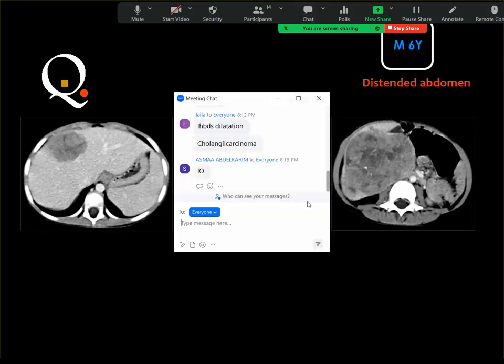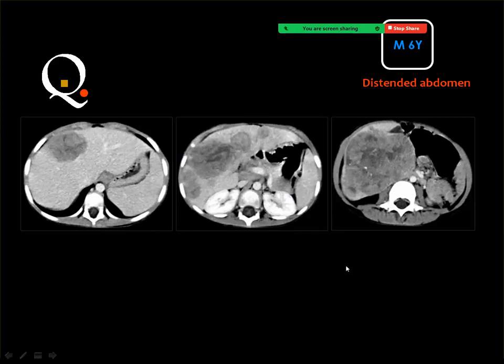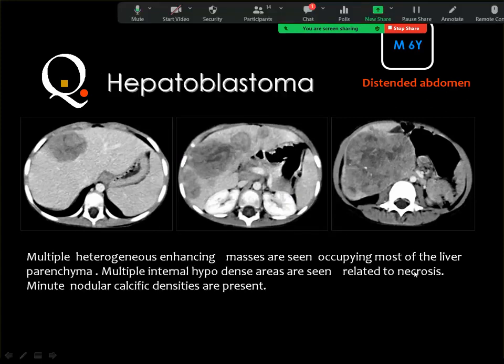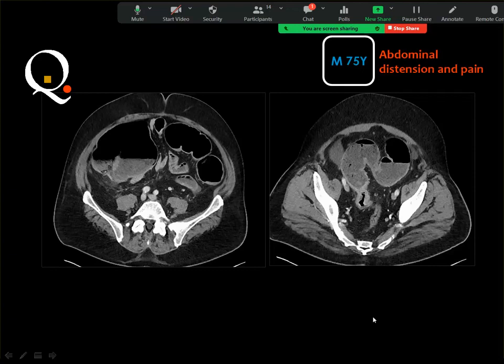Hepatoblastoma. Yes, right, and the answer is right. This is hepatoblastoma, and the age relatively well fits the diagnosis. You have a solid mass in the liver of a child, and this solid mass may be single or may be multiple, as you can see here, and the mass may contain calcium. All these criteria are good for hepatoblastoma.